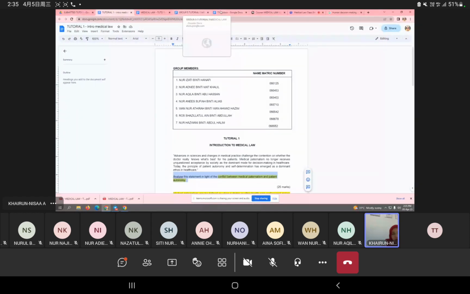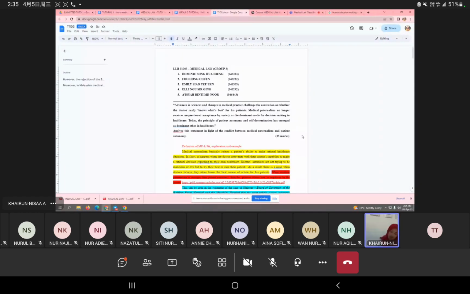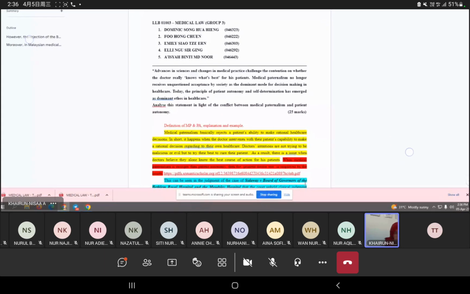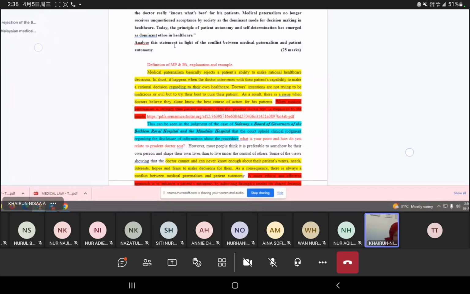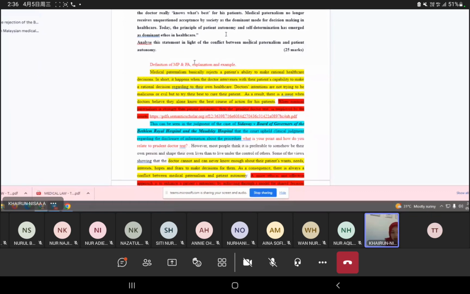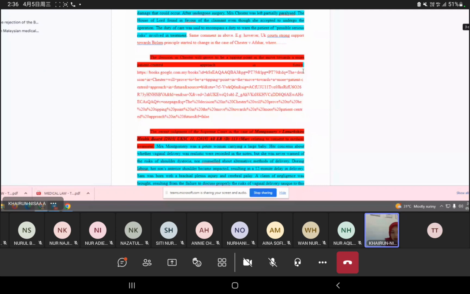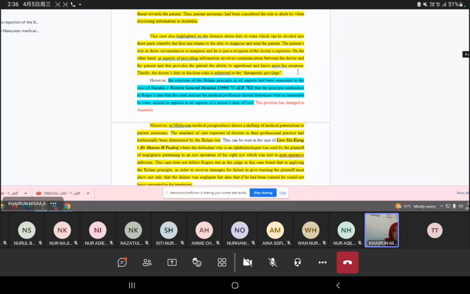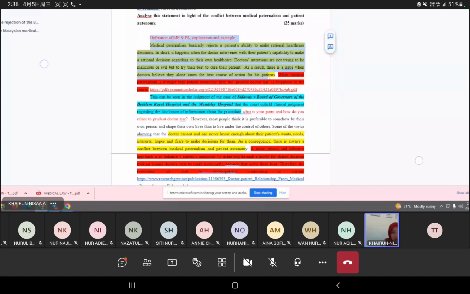Okay, let me show you an example of your senior's answer, just so that you can see clearly what I meant by analyzing the statement and relating it to the conflict between medical paternalism and patient autonomy. There are a lot of mistakes in this group as well, but at least I put the comments there. So the introduction, I think, is simple.